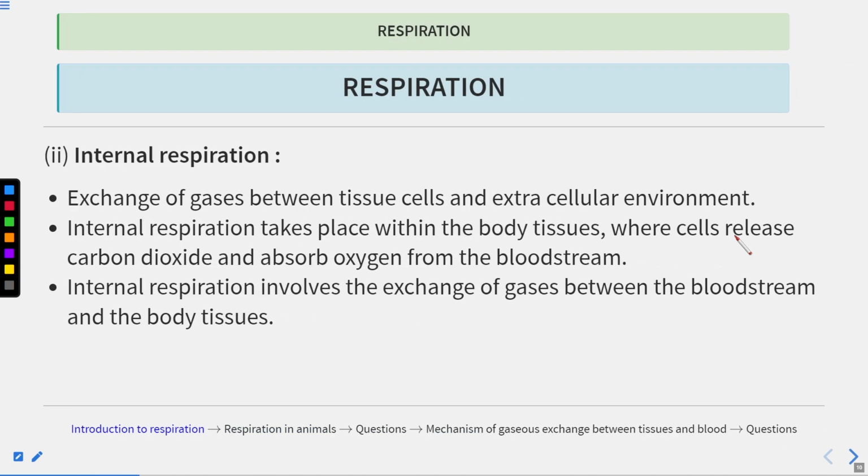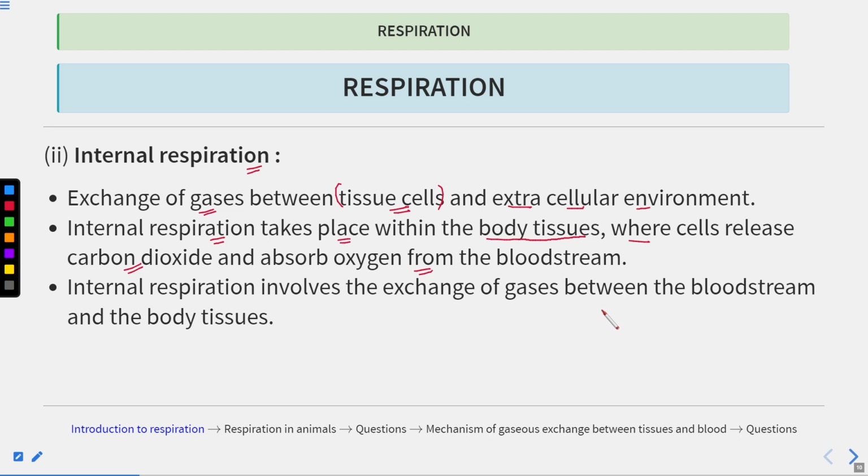Now the next one is internal respiration. So here the exchange of gases between the tissues and the extracellular environment takes place. So here tissues are involved. Okay, so what happens during internal respiration? It takes place within the body tissues, where the cells release the carbon dioxide and absorb oxygen from the bloodstream. Okay, so what happens here?